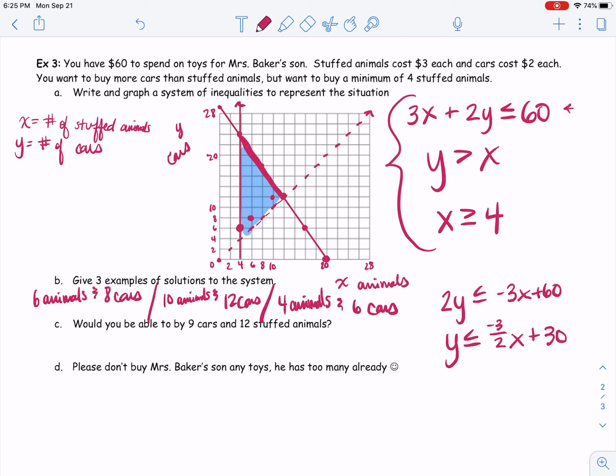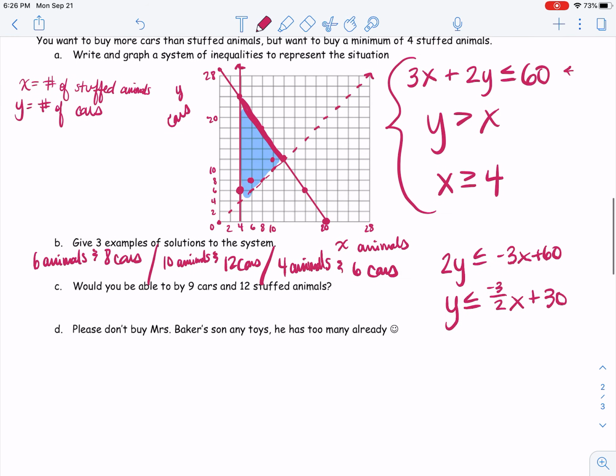Okay, so then part C is asking, would you be able to buy 9 cars and 12 stuffed animals? Well, be careful, because cars is Y and animals is X. So really, that's the ordered pair of 12, 9. And if we look on our graph, 12, 9 is not in that shaded region. So no, we can't.